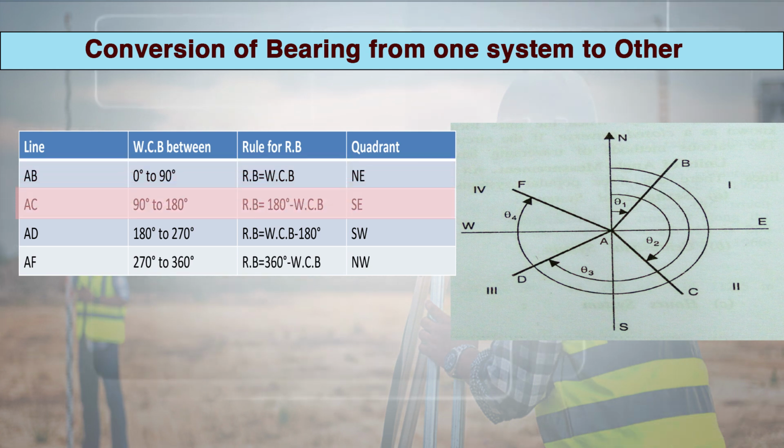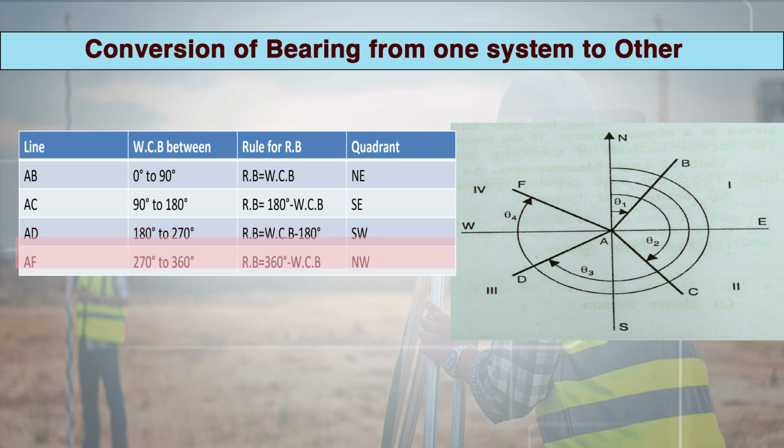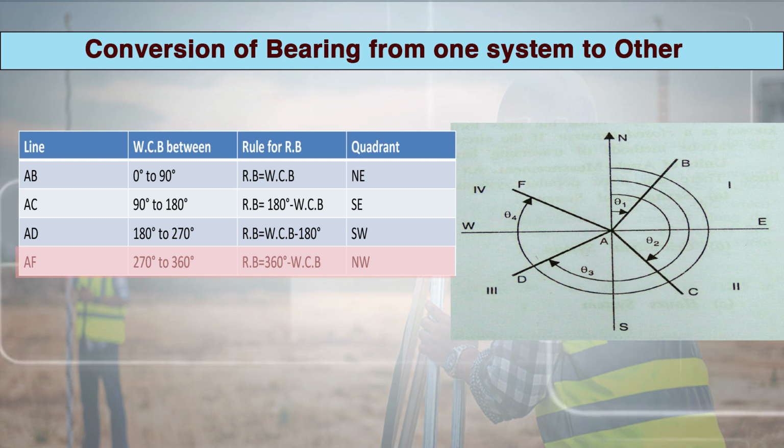Next, we will discuss survey line AC. For survey line AC, WCB is 90 degree to 180 degree and the rule for converting into RB is 180 degree minus WCB. The quadrant will be southeast. From the figure, RB will be equal to 180 degree minus theta 2. For survey line AD, WCB is from 180 degree to 270 degree. For conversion into RB it is equal to WCB minus 180 degree and the quadrant will be southwest. From the figure it will be theta 3 minus 180 degree. For the last survey line AF, WCB is between 270 degree and 360 degree. The rule for RB is 360 degree minus WCB and the quadrant will be northwest. So, RB will be 360 degree minus theta 4.